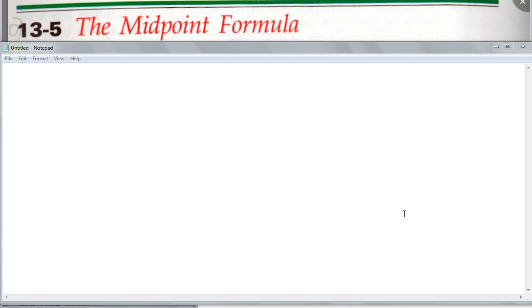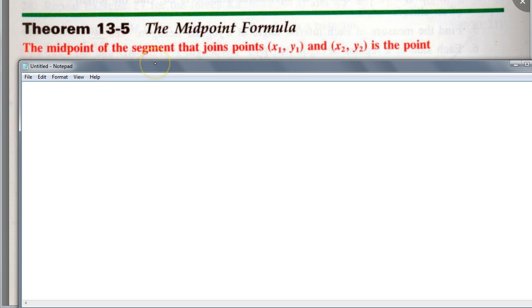So let me give it to you. I bet a lot of you already know. Okay, so hold on, let me set this up. So here we go. It's a theorem, the midpoint formula. The midpoint of the segment that joins points (x sub 1, y sub 1) and (x sub 2, y sub 2) is the point... Anybody remember from intro or something? Who remembers what the midpoint formula is for two points?